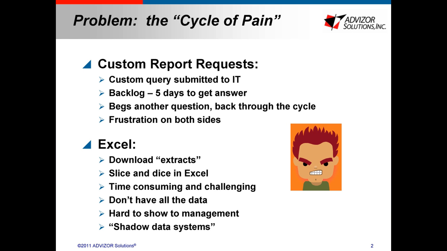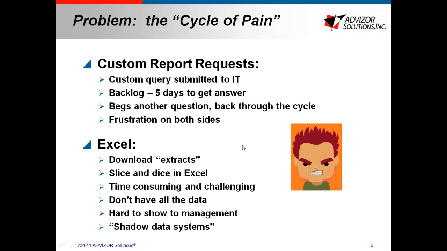But the other form of the cycle of pain is extracts downloaded from the source systems into Excel or Access. Usually you get a table, but the data is in multiple tables, so it's hard to do this. It's hard to show management, and you end up with what we call a shadow data system, which just lives on because it's hard to get in the first place, so it doesn't get updated.